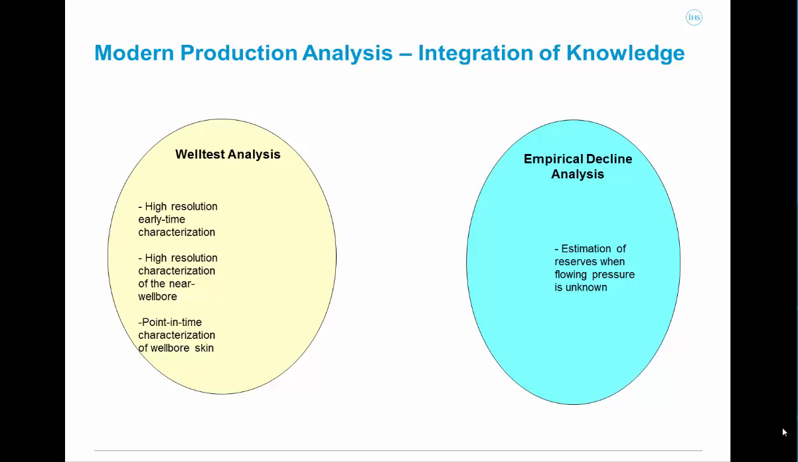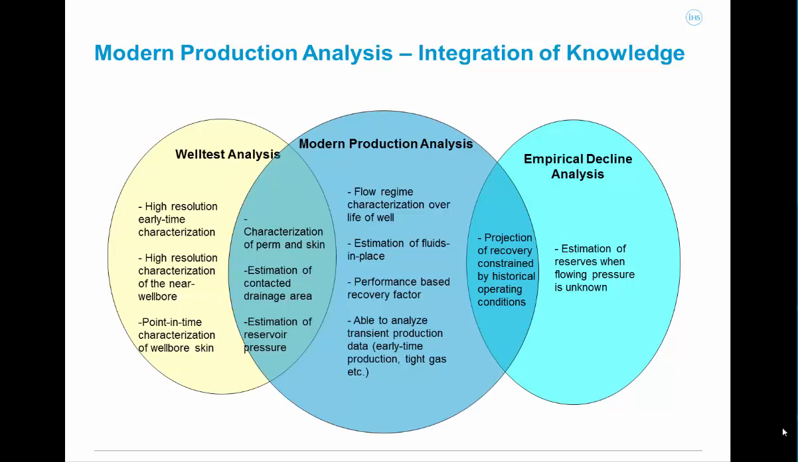Modern production analysis, RTA, is integration knowledge that allows us to get a bit of the well test side and a bit of the empirical side, as well as producing its own deliverables such as the performance-based recovery factors, flow regime characterization of the entire life of the well, as well as being able to analyze transient data from tight gas wells. So this means we no longer have to shut in the well for incredibly long periods of time to get the results we require.